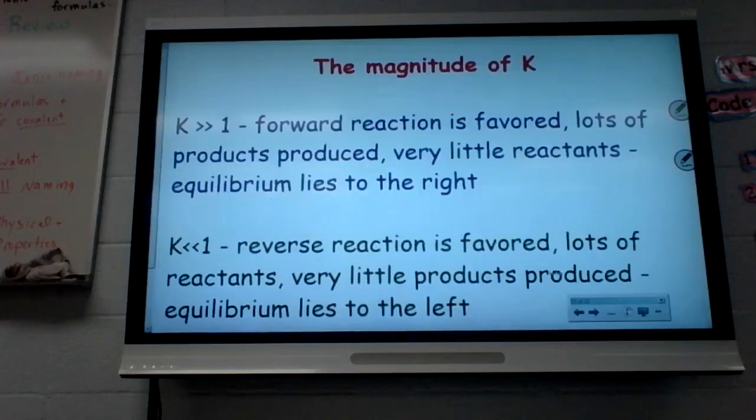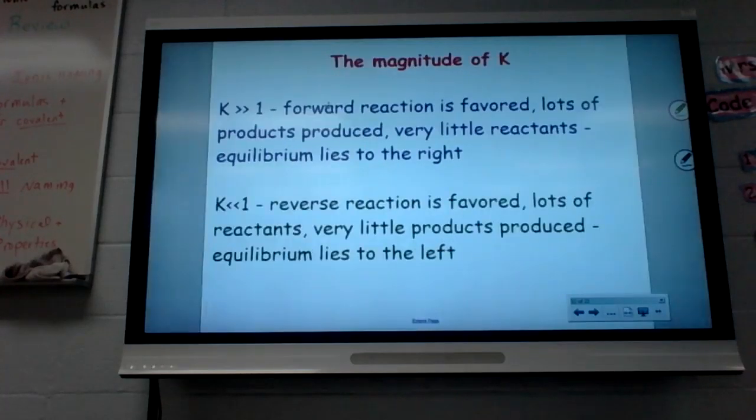All right. Let's talk about what K means, and then we're going to practice. No, we need to talk about what the K number stands for, and then we're going to practice. So what does K tell us once you get a number? We've calculated K, not this last problem, that was N. What does K mean?